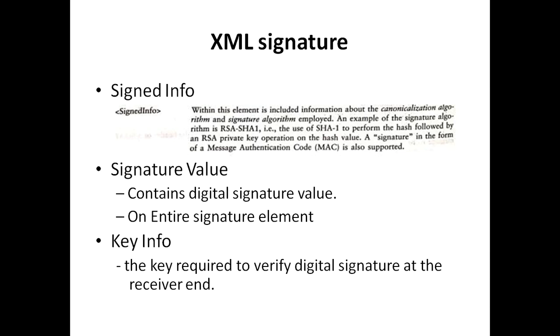Next one we have is key info. This element typically includes a reference to key material that is needed for verifying the signature at the receiver end. For example, it may reference an X.509 certificate. The public key in the certificate would then be used to verify the signature.